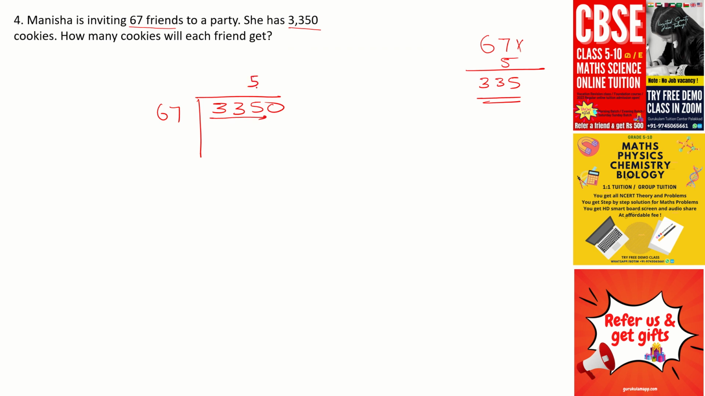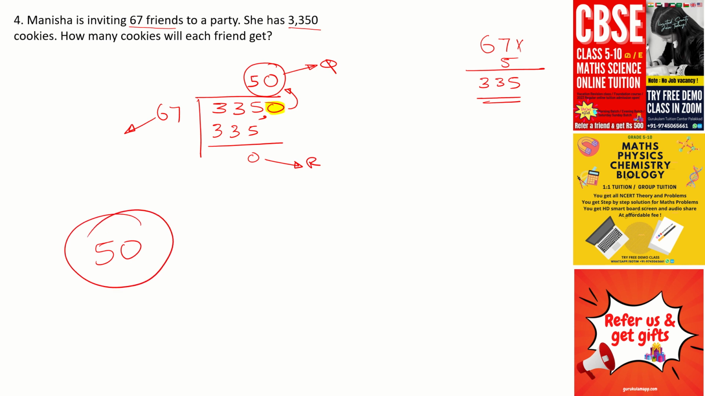So write a 5 here. 335 minus 335, it is 0. But when we are checking here, we have an extra 0 here. So what you have to do is take this extra 0 to the top. So it is becoming 50. So 50 is our quotient here, 0 is our remainder here, and 67 is our divisor here. So answer is what? Each friend will get how much? Each will get 50 cookies, right?